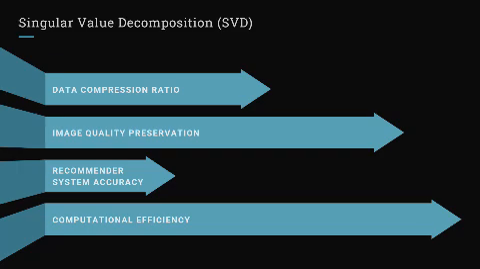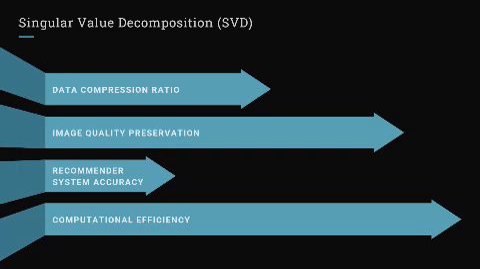Here U and V are orthogonal matrices containing singular vectors, and Σ is a diagonal matrix of singular values. These singular values tell us how much of the data is important or significant.